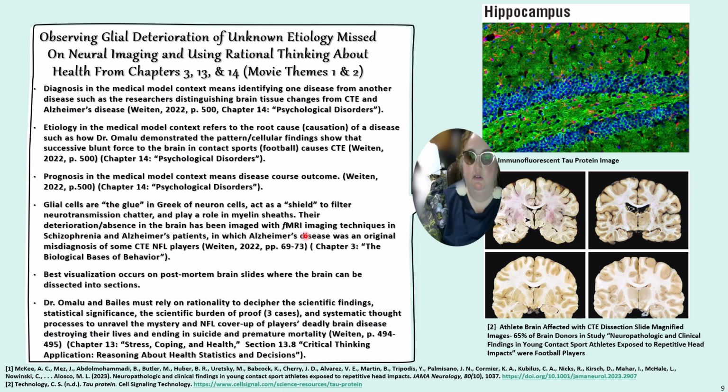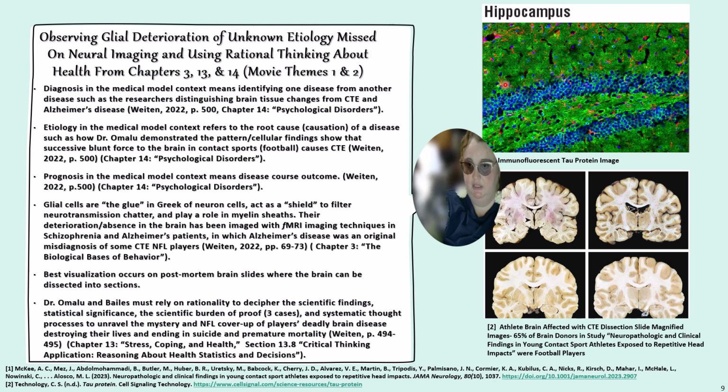The glial cells are the glue. You can see that in the brain, and they play a role. They can act as a shield to filter chatter and play a role in myelin sheaths. Their deterioration in the brain has been finally imaged on newer functional MRI techniques in schizophrenia and Alzheimer's. These gentlemen were being wrongfully diagnosed with some of these other differential diagnoses because of their not understanding.